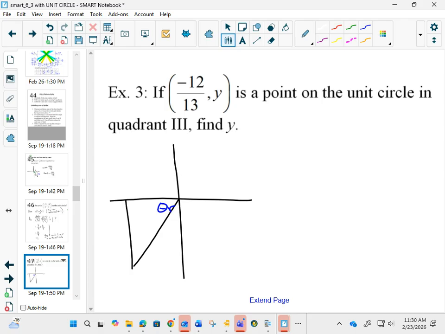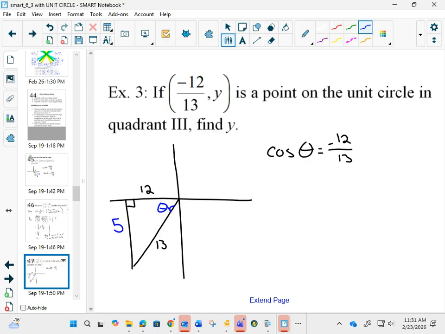Using the big idea that points on the unit circle are cos theta comma sine theta, I know that cos of theta is negative 12 over 13. So I take my triangle here, and I say if this is my reference angle, I could draw a triangle where my adjacent side is 12, my hypotenuse is 13. A squared plus b squared equals c squared. 169 minus 144 is 25. Square root of 25.